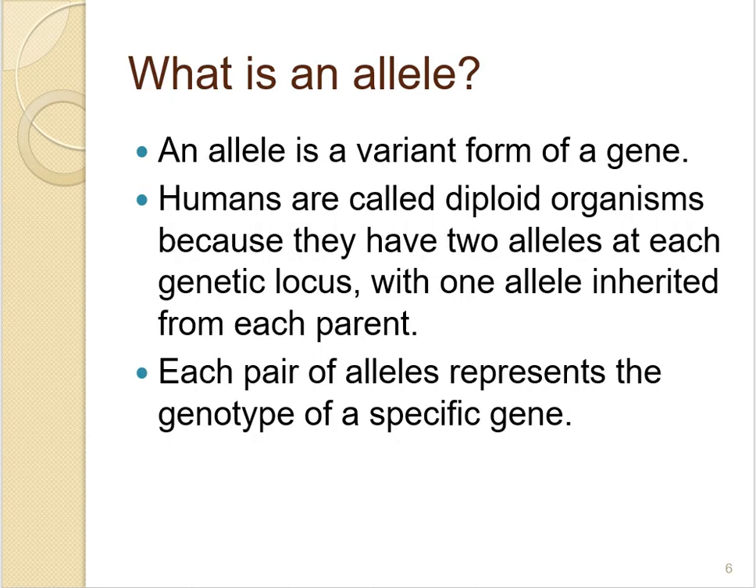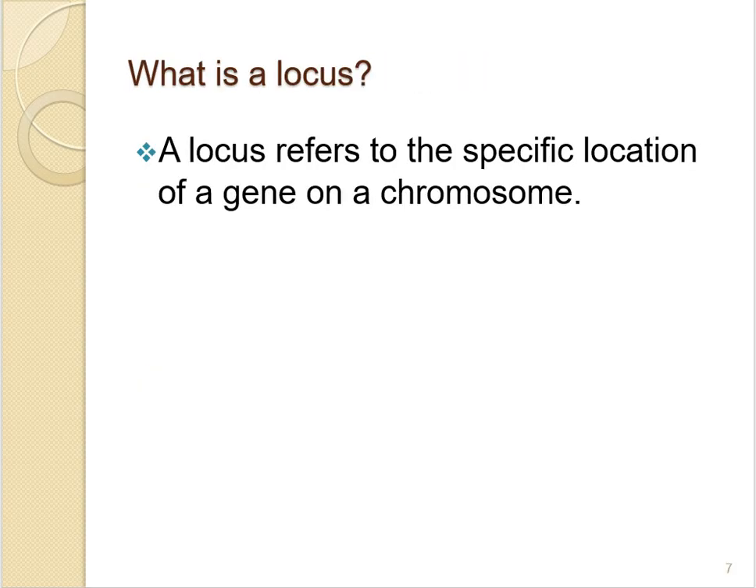Another related term is allele. An allele is a variant form of a gene. For example, humans are diploid organisms because they have two alleles at each genetic locus, with one allele inherited from each parent. So each pair of alleles represents the genotype of a specific gene. Now, what is a locus? A locus refers to the specific location of a gene on a chromosome. So it is the home address of a gene on a chromosome.